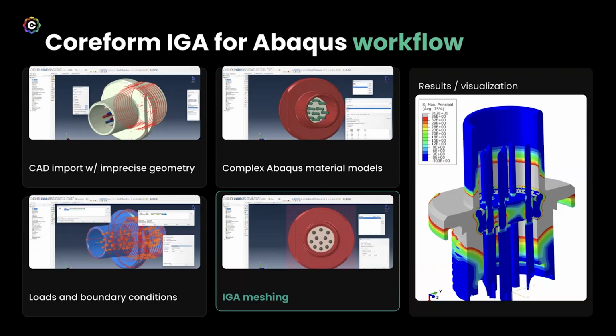But we're also able to use several complex material models or material behaviors. We're able to assign our load and boundary conditions directly on the CAD geometry. And then IGA meshing is just a seamless process within the workflow. And then we'll show some quick results. So let's maybe shift over then to the live demo here. I'm going to share my screen.